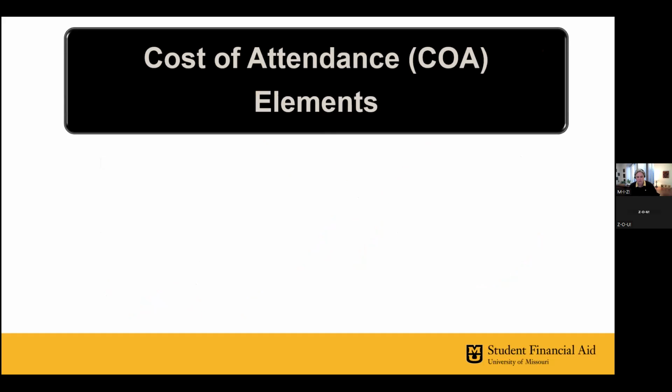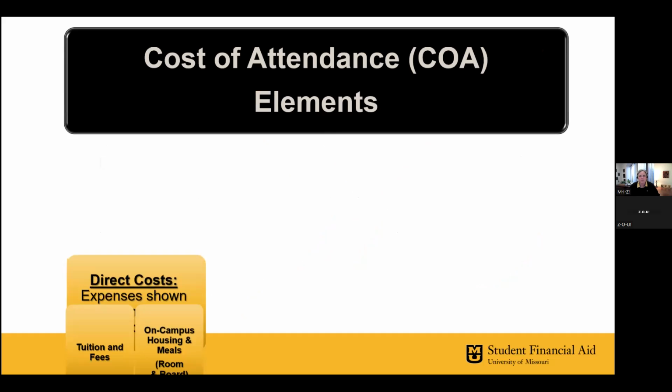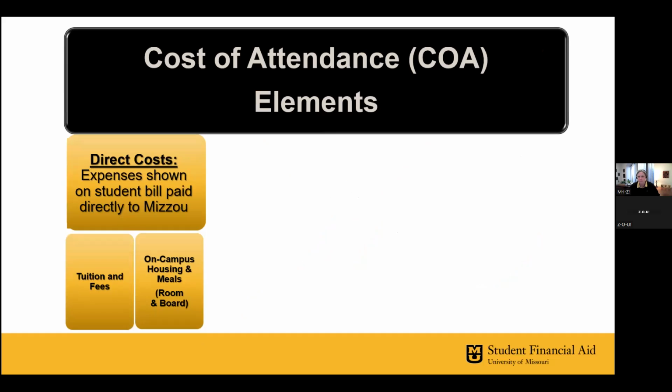Okay, so what goes into the cost of attendance? So I talked about we're required to put different elements or different items in a cost of attendance. And we talked about direct and indirect costs on the last slide. Well, the direct costs are the expenses that you are going to be billed by Mizzou. Okay, so that is your tuition and your fees. If you're living in a residence hall or a university-owned apartment, the housing component will be billed directly from Mizzou on your student account, as well as if you get a meal plan, that will also be billed directly on your student account. So this is the portion of the cost of attendance that most families care about.